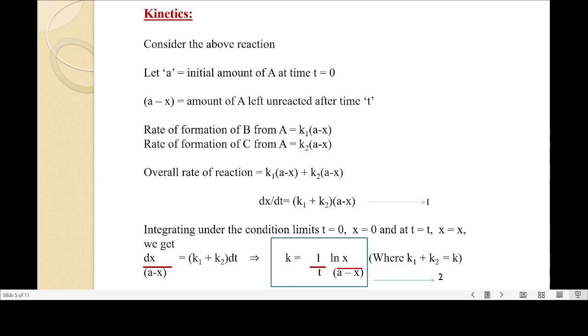Therefore, on integration between the limits, taking the concentration terms to one side and the rate constant and time to the other side, we get dx by (a minus x) is equal to (k1 plus k2) into dt. Therefore, we get k is equal to 1 by t ln of a by (a minus x), where we can say that k1 plus k2 in that equation 2 will be considered as k.